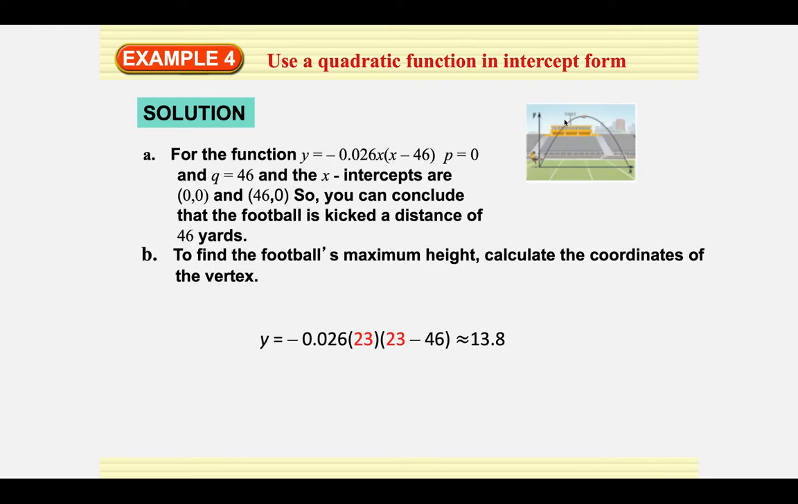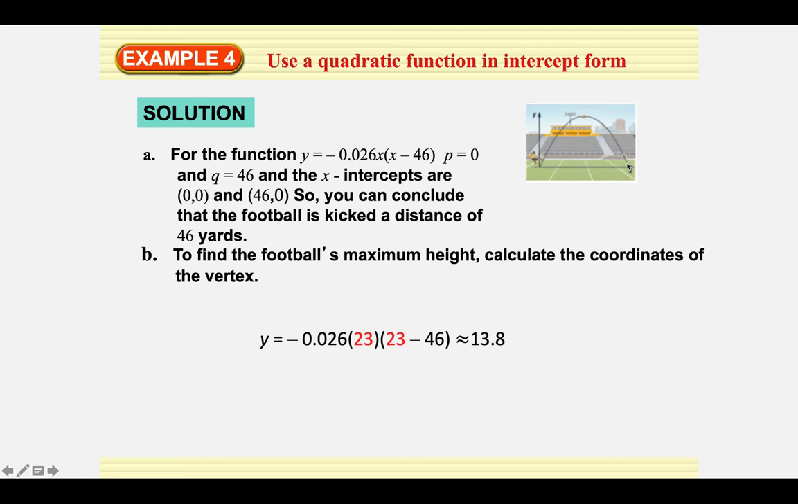For the function y equals negative 0.026x times (x minus 46), p is 0 because x is the same thing as x minus 0, and q is 46. We have x minus 46. And the x-intercepts are (0, 0) and (46, 0). So you conclude that the football is kicked a distance of 46 yards. It starts off on the ground, and it lands on the ground. At both those times, the y value is 0. And so logic dictates that it's not 0, we didn't kick it 0 yards. We kicked it 46 yards.